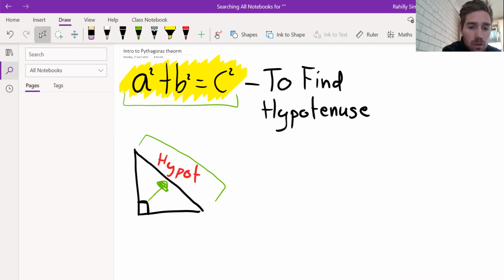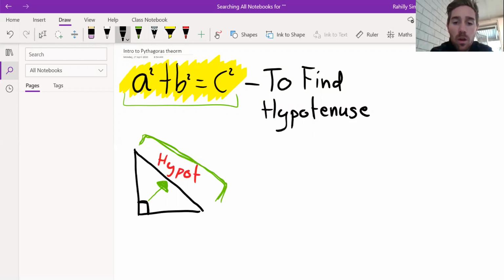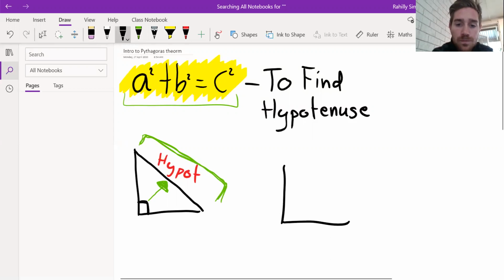Okay, so if you have any question that's asking you to find an unknown, the unknown length is this length here, you're going to use the formula a squared plus b squared equals c squared. We'll go through a quick example and then we'll move on.